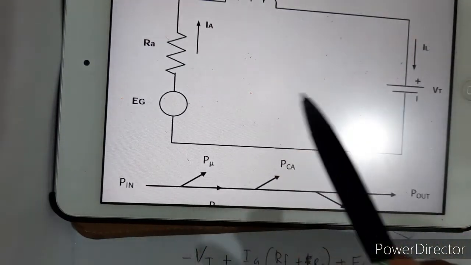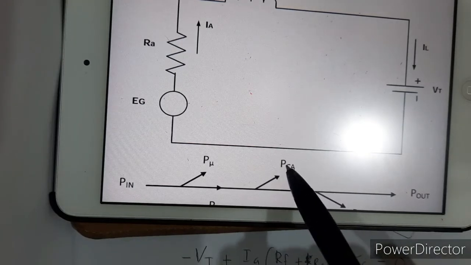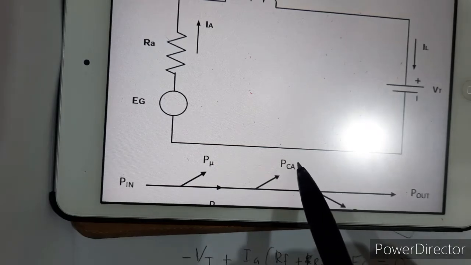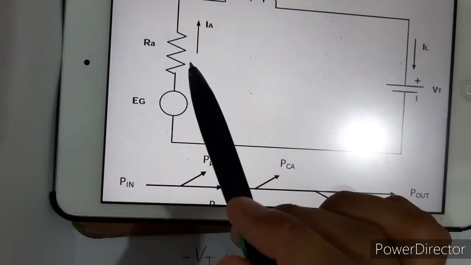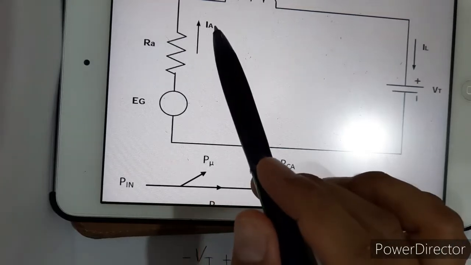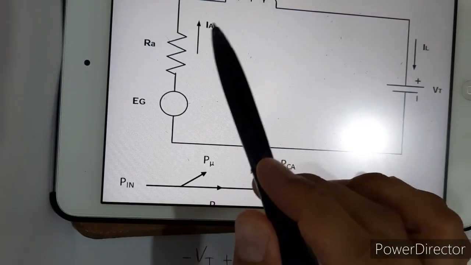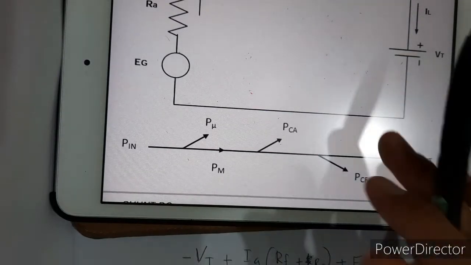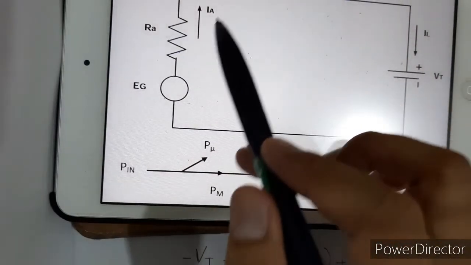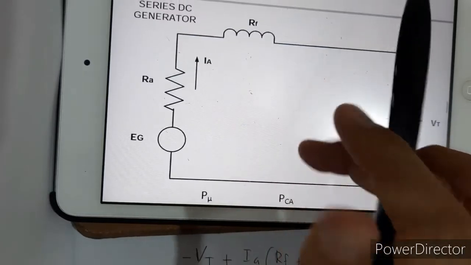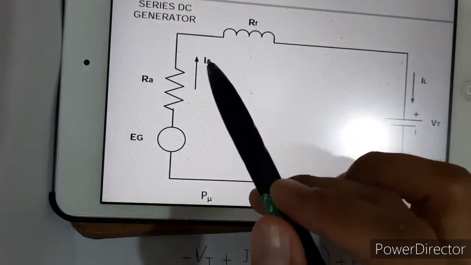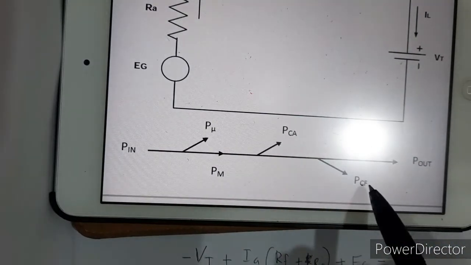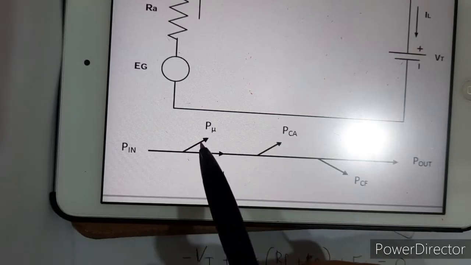Remember, for P losses, P equals I squared R. To determine PCA, the current that flows through RA is IA, so IA squared multiplied by RA, and we get PCA. And for PCF, the current that flows through RF is also IA. So to determine PCF, IA squared multiplied by RF. That one is the losses for electrical, and this is the losses for mechanical.